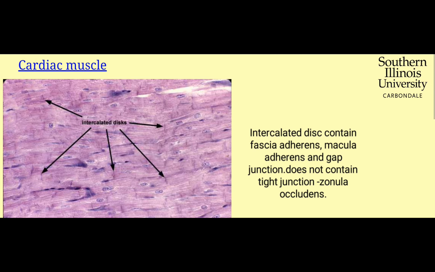Then we have the histology slide of the cardiac muscle. In the cardiac muscle, these are intercalated discs, which are visible, marked by the black arrows in the diagram. These are connecting the two cells.